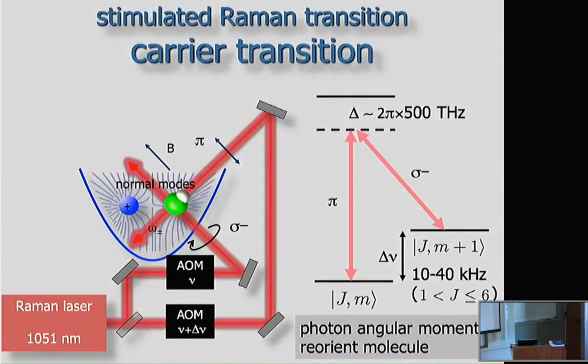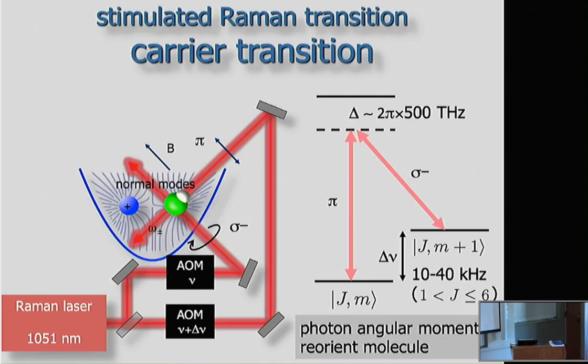So again, we use Raman transitions. It's a really weird type of Raman transition, in fact, because the energy difference here is extremely small. What I'm showing here is a so-called carrier transition. In this case, the energy difference just corresponds to the difference between the energy levels, which for these really small ones would be between 10 and 40 kilohertz, for J between 1 and 6. So it's a small energy difference.